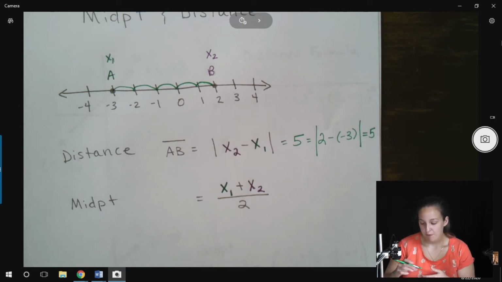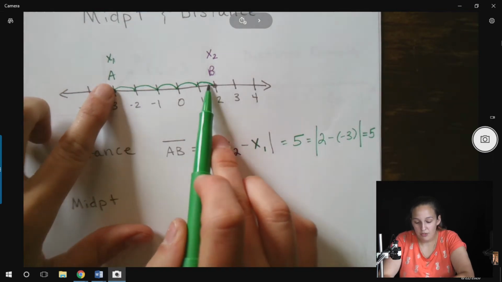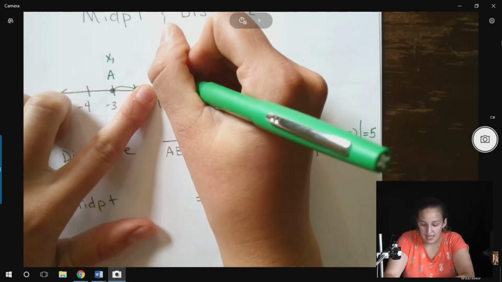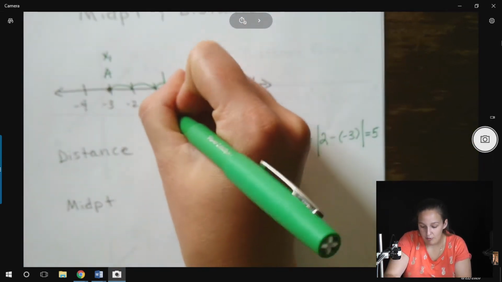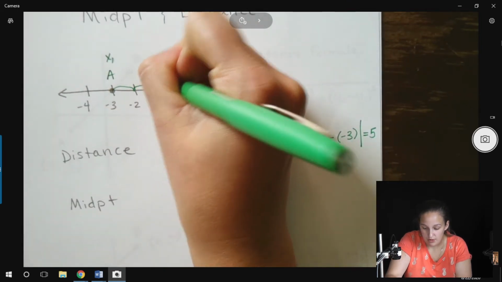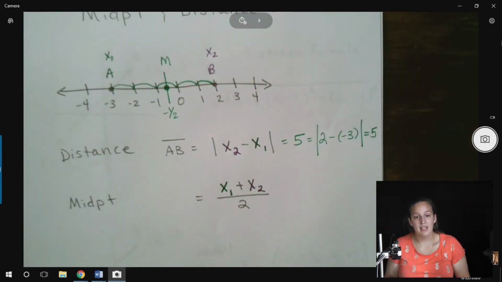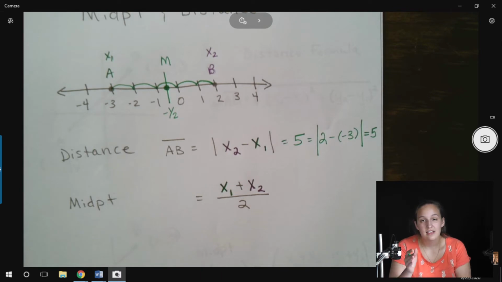Right? For the midpoint, you want to go halfway on both sides, so they're both going to have equal distance. Well, they meet up right here at -1/2. So the midpoint is going to be at the direct middle of those 2 points.